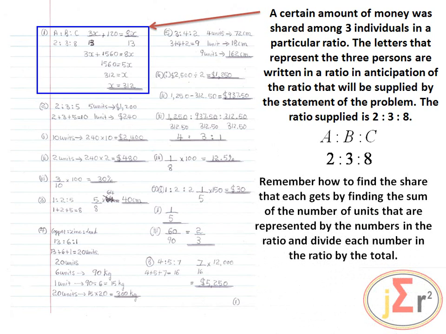Remember how to find the share that each gets by finding the sum of the number of units that are represented by the numbers in the ratio and divide each number in the ratio by the total. That is kind of a mouthful, but because we have done it before, it should not be so difficult. Nonetheless, we will continue to explain in order to make it clearer.